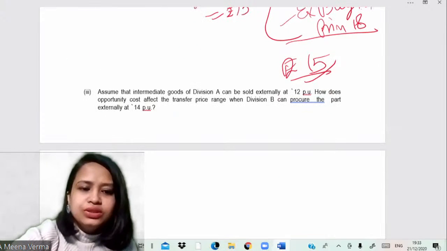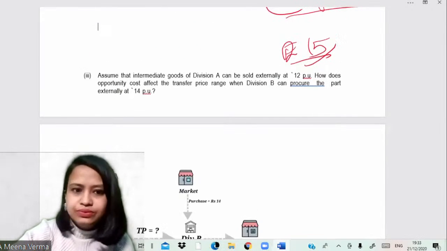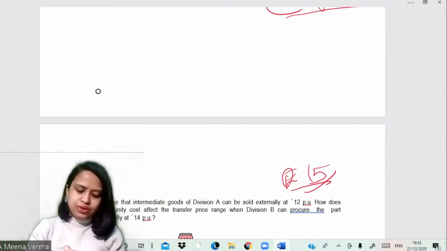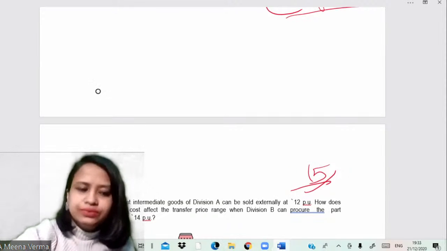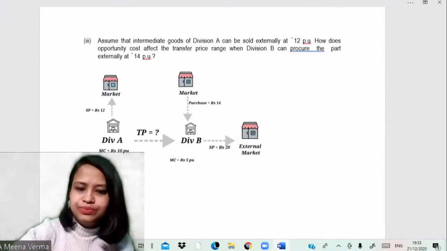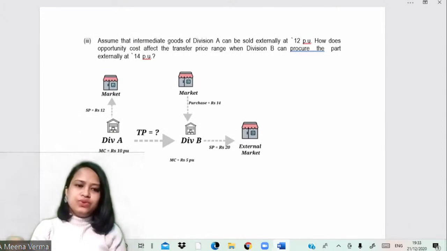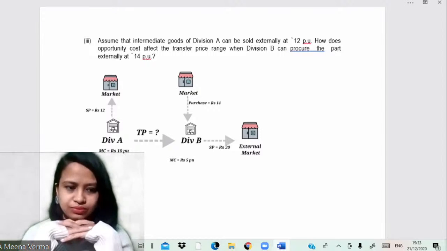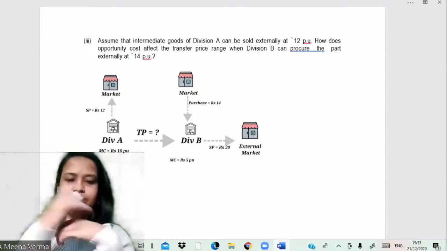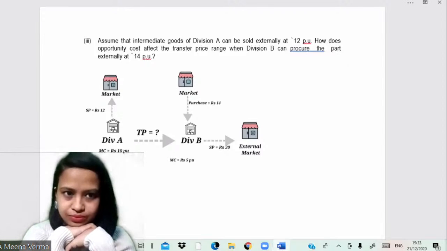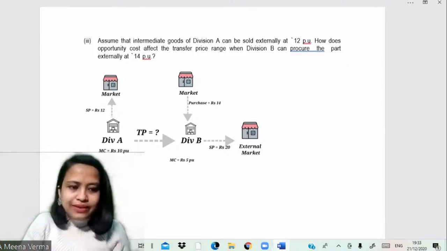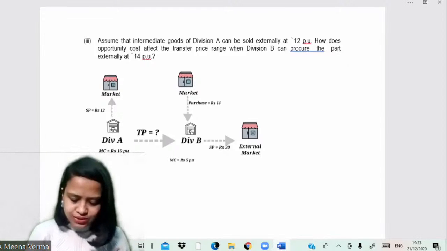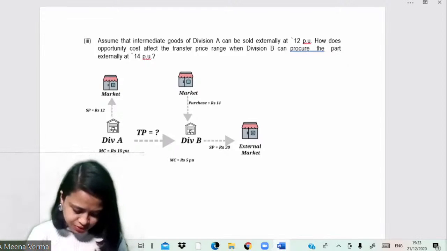Now let us do the third case. Read the question and try to do it, then we will discuss. First, try to do this on your own.